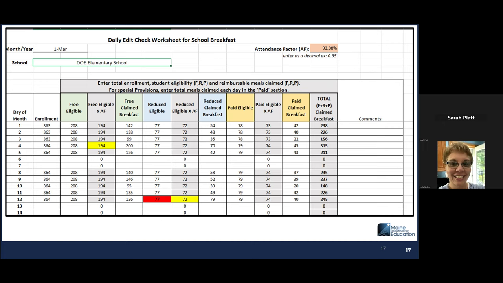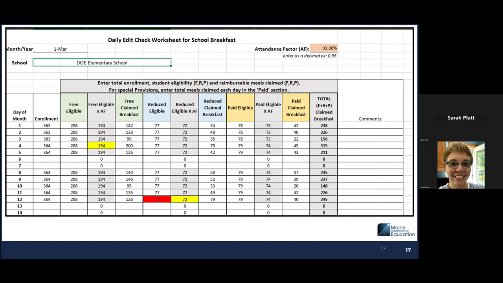However, because it's above that attendance adjusted number, you would be required to look into that and see why that is. It's also a lot higher than typically we see for breakfast counts there. So you'd want to look into that, find out why that is, and then make a comment on the far right side.